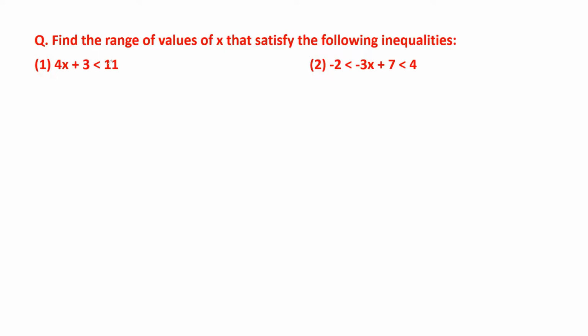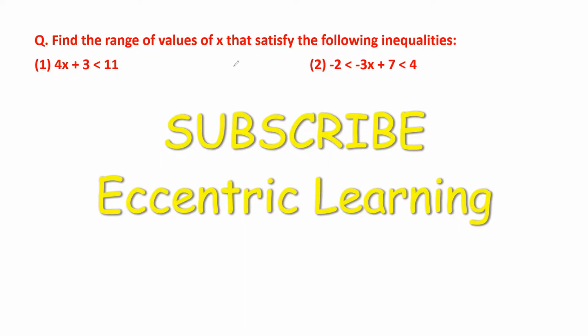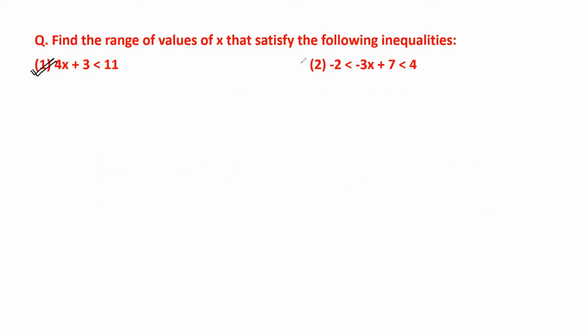Now, let us see this question to understand the concepts more clearly. Find the range of values of x that satisfy the following inequalities. The first is 4x + 3 < 11, and the second one is -2 < -3x + 7 < 4. So there is some range of values of x for which this inequality holds true. We need to find those range of values of x.